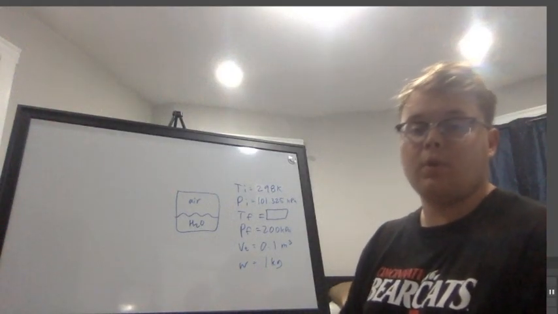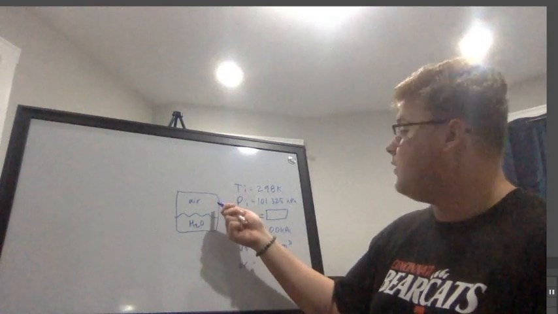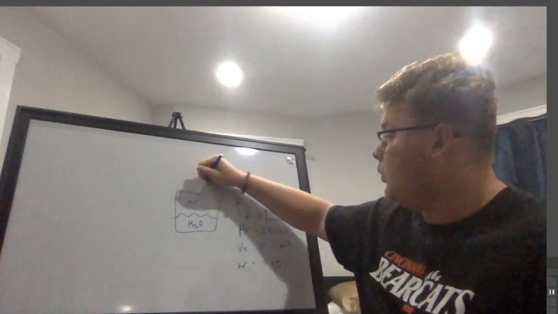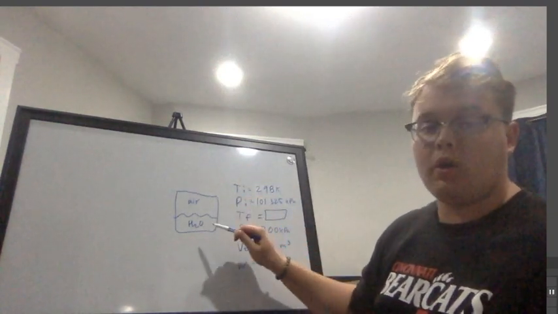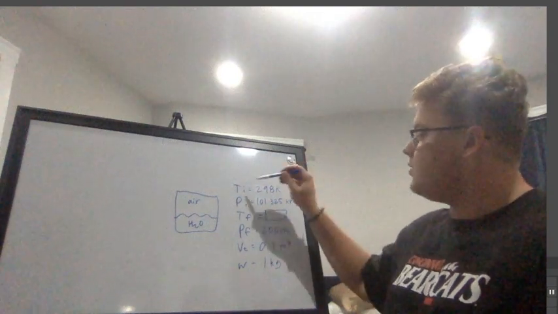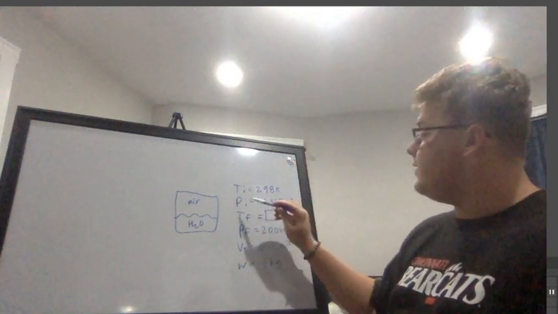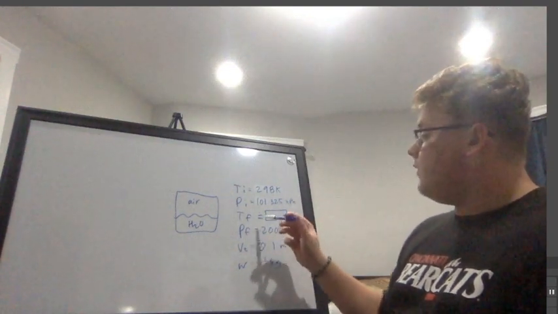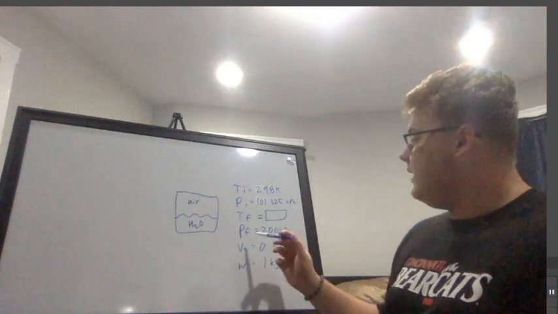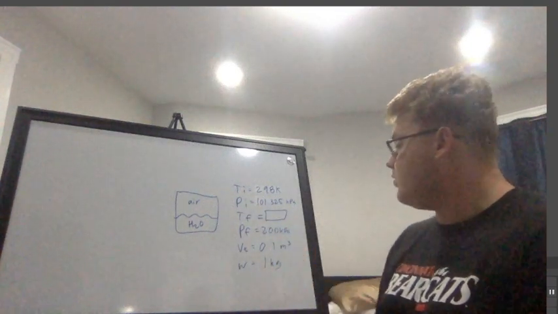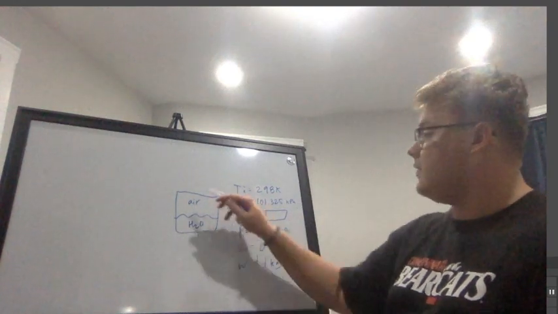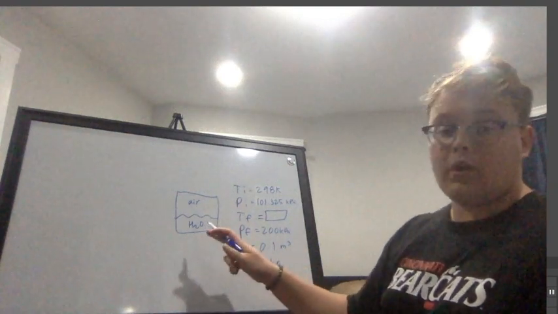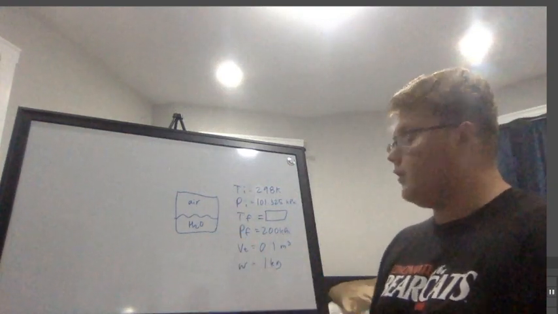In my last video, we worked through a problem that started with a pressure cooker that was initially open, and then later we closed it, with both air and water inside of it. We were told that given an initial temperature of 298 Kelvin and an initial pressure of 101.325 kPa, what would the final temperature of that pressure cooker be if we wanted the final pressure to be 200 kPa, given that the total volume of this pressure cooker was 0.1 meter cubed and the weight of the water inside was 1 kilogram.